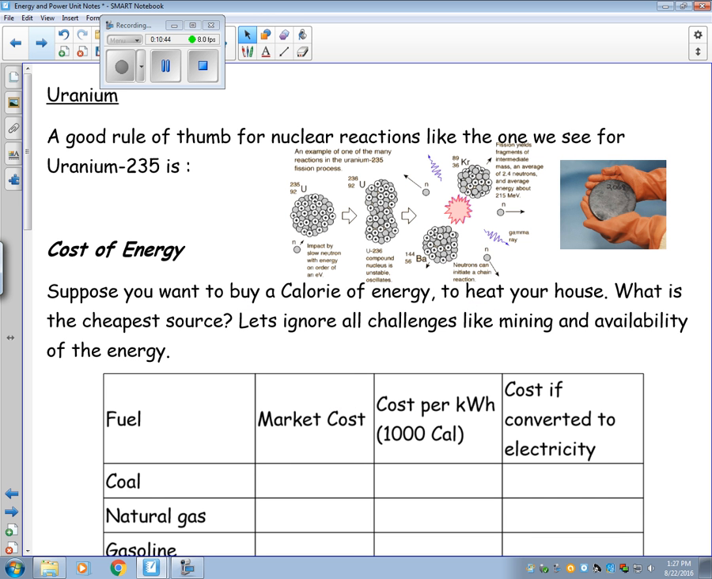Uranium, I wanted to talk about uranium. So a good rule of thumb for a nuclear reaction is one we see for uranium-235. So in uranium-235, it's a fission process. We hit it with a neutron. The neutron gets absorbed. It turns into uranium-236. That's unstable. It splits apart into a couple daughter nuclei, releasing more neutrons and a lot of energy. And uranium-235 is used in a lot of things, from nuclear-powered subs to nuclear power plants to atomic bombs, weaponry. Roughly 20% of our electricity comes from uranium-235.